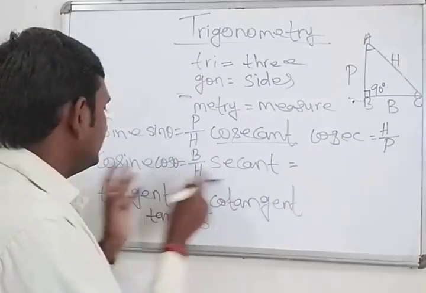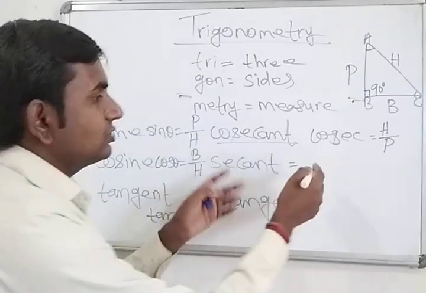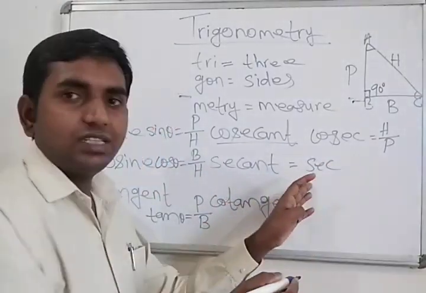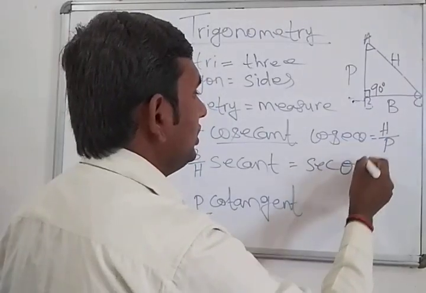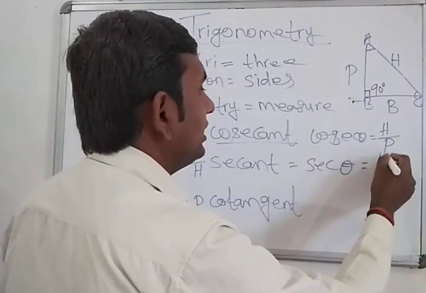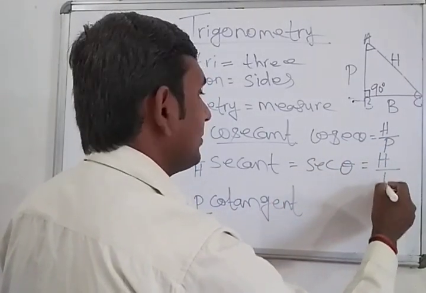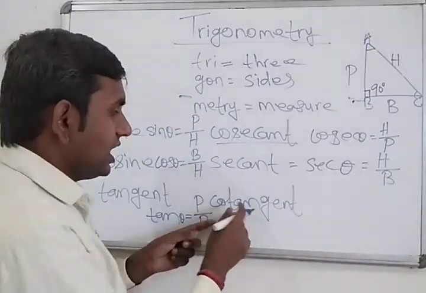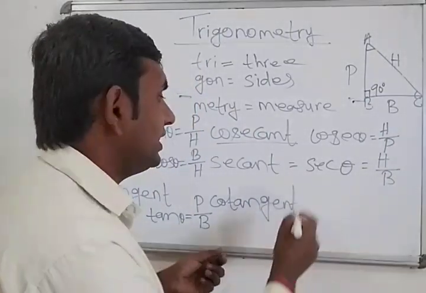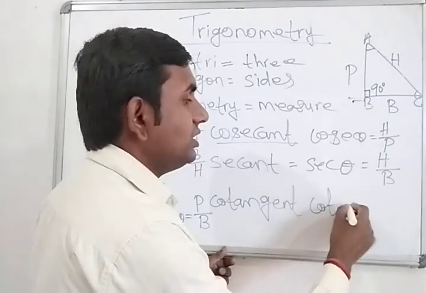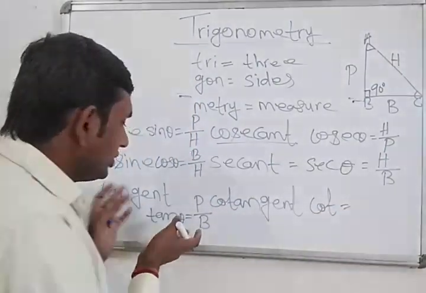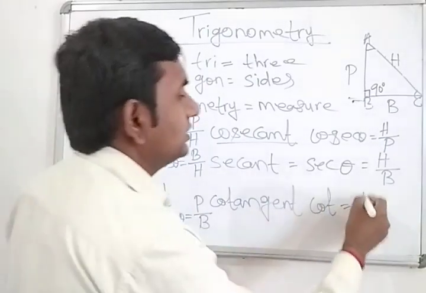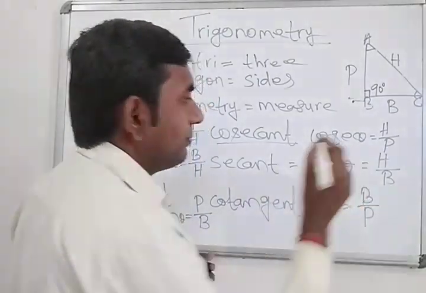Here is sec, the reciprocal of cosine, so we write it with the symbol sec. Sec theta is equal to hypotenuse by base. And here is cotangent, which we write as cot. It is also the reciprocal of tan, so we write base by perpendicular.